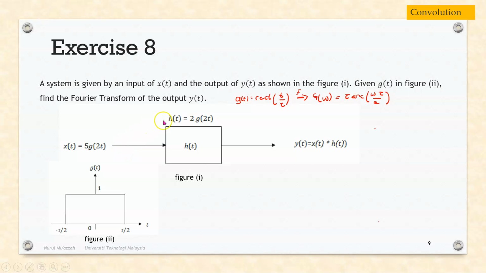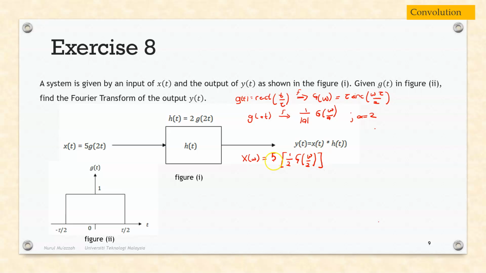Based on the time transformation from the table, we can use that property, gat, and the Fourier transform here is 1 divided by a, g omega divided by a. So from here we can say that for xt here, a is equal to 2. So a equal to 2 applies for ht as well. So from here we can find that x omega is equal to 5 multiplied by 1 over 2 g omega divided by 2.